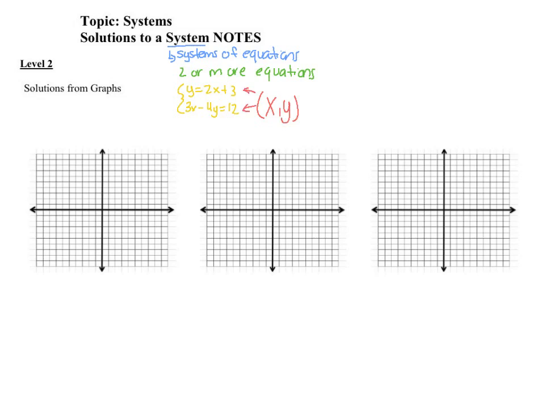The first thing I want to talk about are the solutions from graphs. So we have three different types of solutions. The first one is one solution, and that's when you have something that looks like this. You have a graph here, and you have a graph here, and this graph crosses at one point. And so that's going to give you the x comma y. It crosses in one place, so that's one solution.